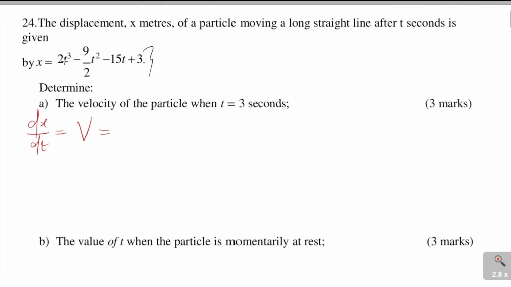And when you differentiate these 2t cubed, you get 6t squared. Differentiate 9 over 2 t squared, that will give 9t. Differentiate negative 15t, you get negative 15. So that is what you get.